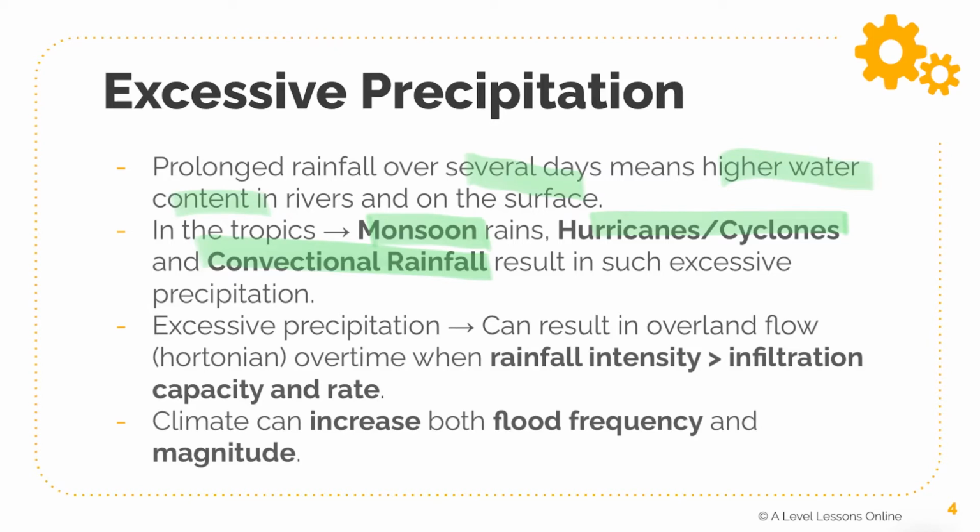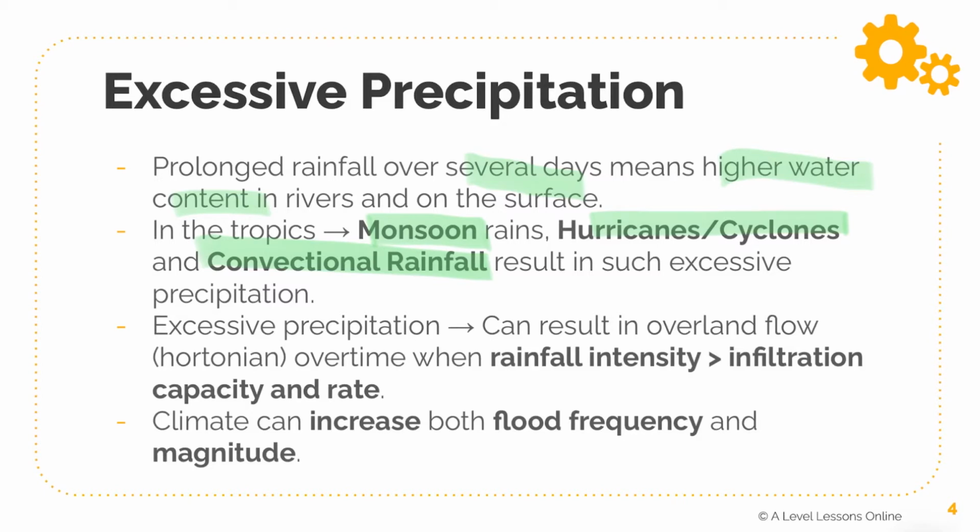As we have just learned in the previous video, cyclones require areas of intense heat as well, and that can be found in the humid tropics. So that could also be an underlying reason for this excessive precipitation to occur.